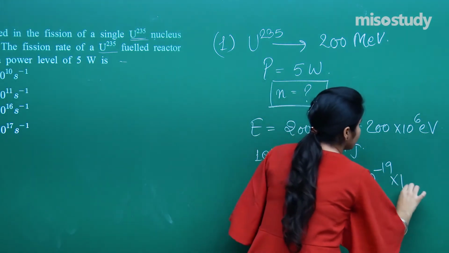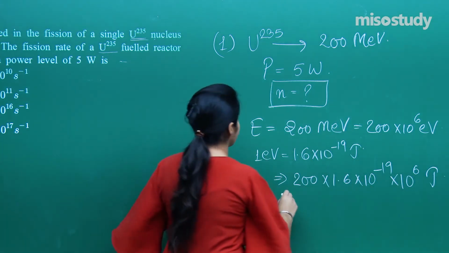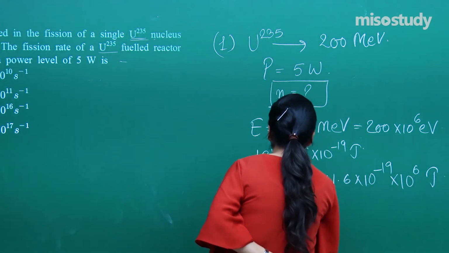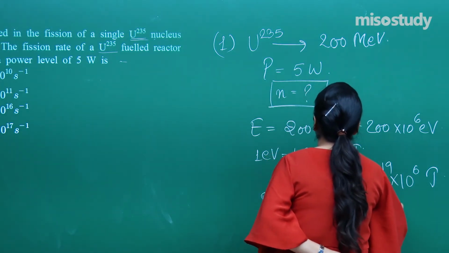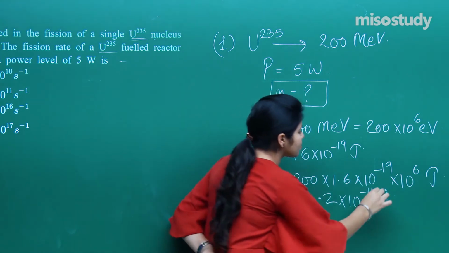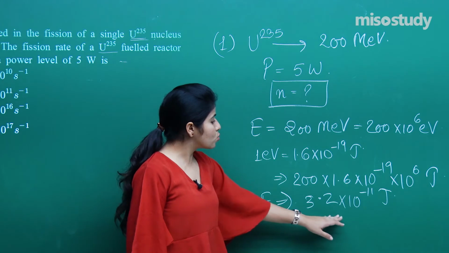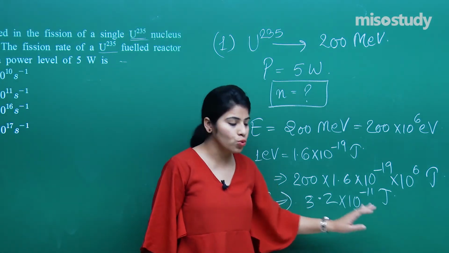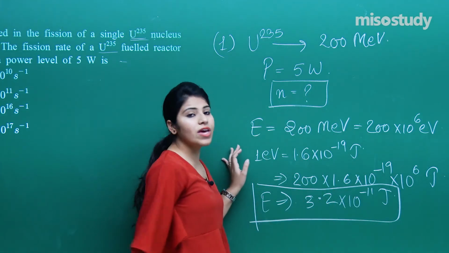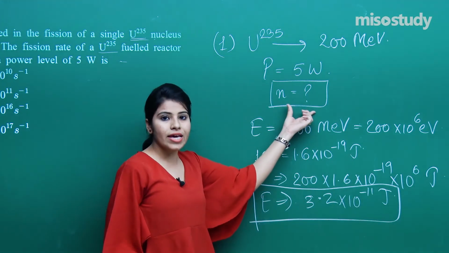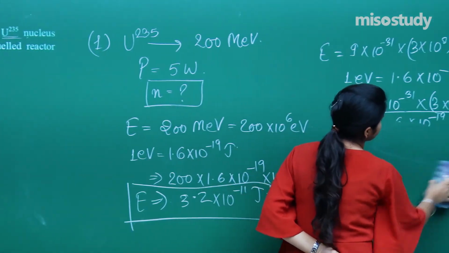So now what are you going to do? Now your energy will come out to be 3.2 into 10 raised to the power minus 11 joule, right? So now we have this energy with us. What we have to do is find out the N. Now let me tell you how we will find out this N.